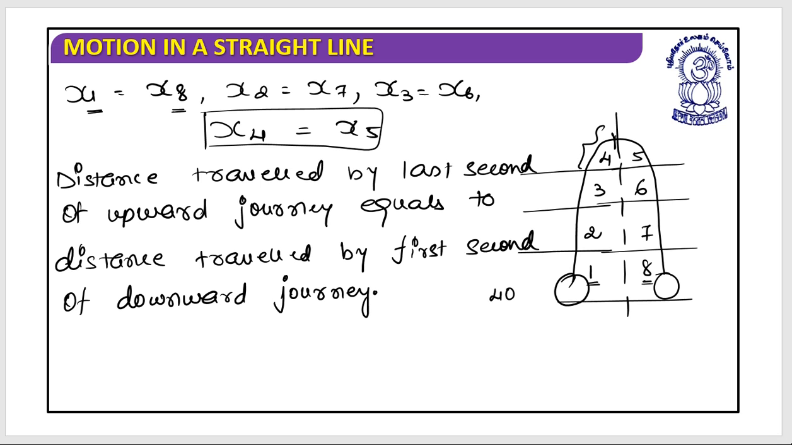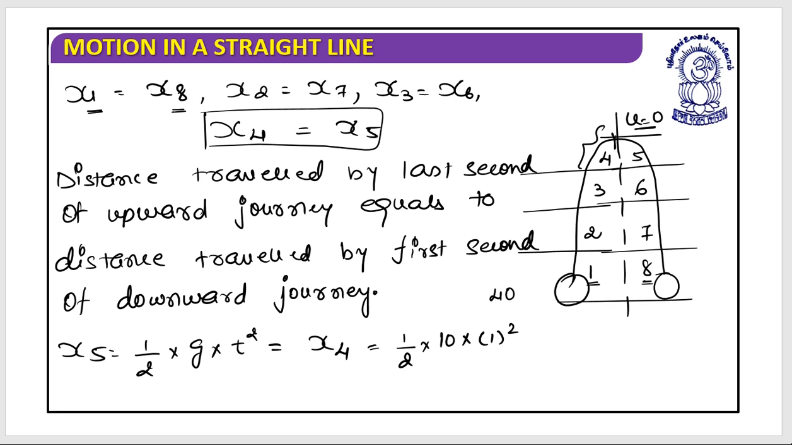Yes, and the distance traveled in the first second is very easy because we have the freedom of u equals 0. So x5 should be equal to half into g into t square, and it is the same as x4. So if I replace the value of g by 10, then this equals 1 by 2 multiplied by 10 multiplied by 1 second squared, because this is the journey of 1 second only. So that should be equal to 5 meter.